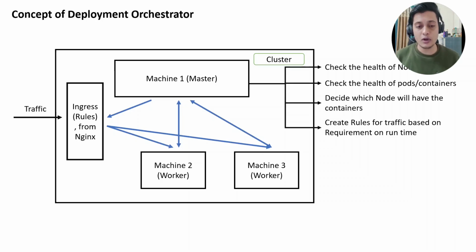So when you integrate the deployment orchestrator, it will provide you this much functionality in your application, and it is required for our deployment pipeline because we are going to deploy our application in a way that it can take traffic from the actual users. Okay, so it is the basic concept of deployment orchestrator.